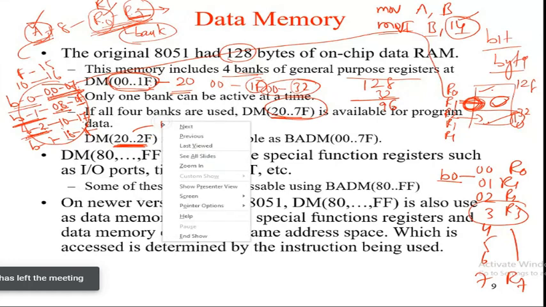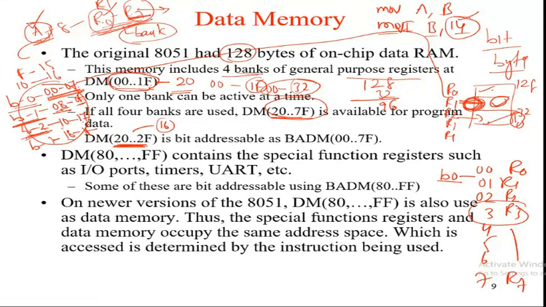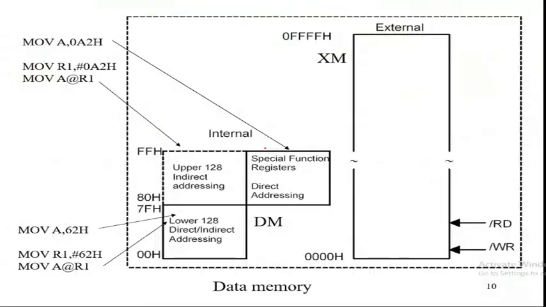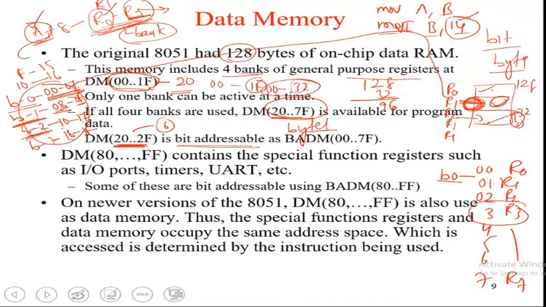Sixteen memory locations are allotted for bit addressable memory, and the remaining are going to be byte addressable. Okay, so these are called bit addressable memory. 20 to 2F is bit addressable, and the remaining are meant for byte addressable memory. Okay, and next, in the later versions after 8051, we have another 128.